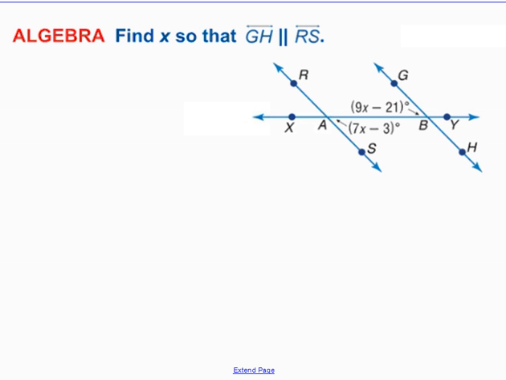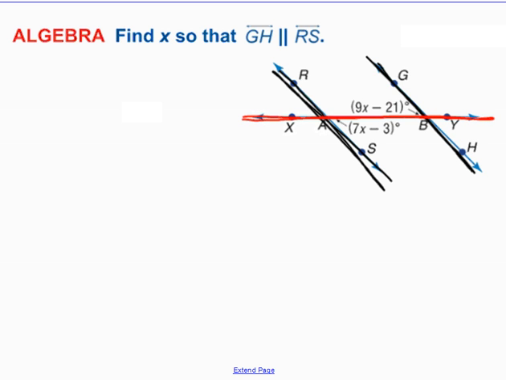Next one, we are going to find x so that GH is parallel to RS. That's your drawing board. Okay, so where is GH? We want to make sure that GH is parallel to RS.